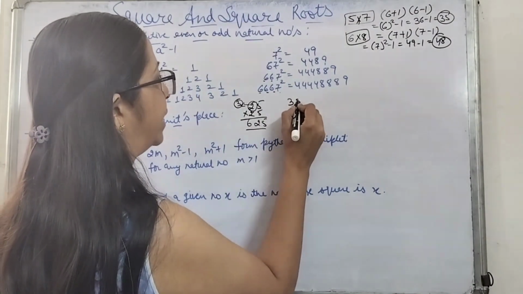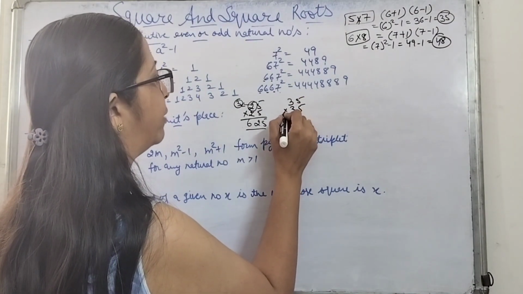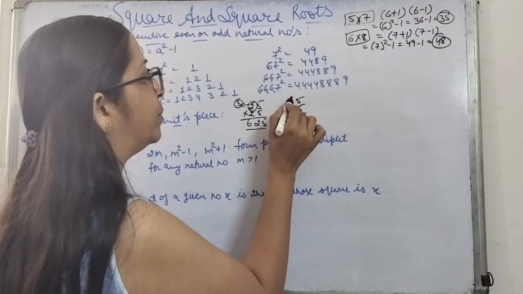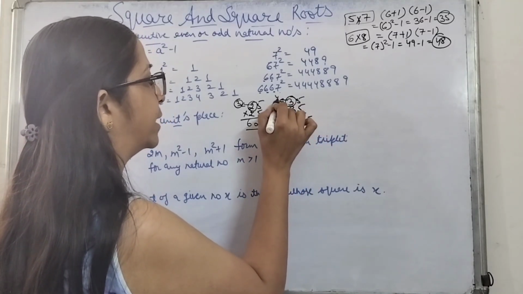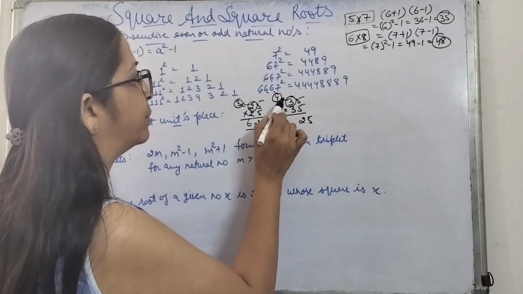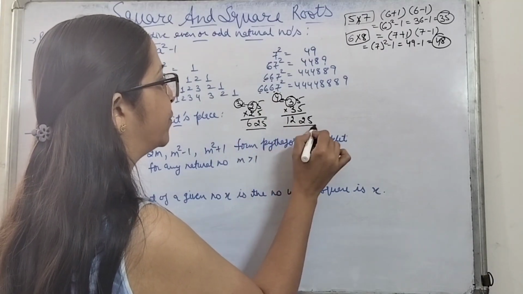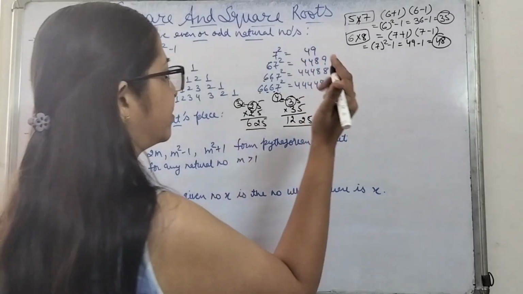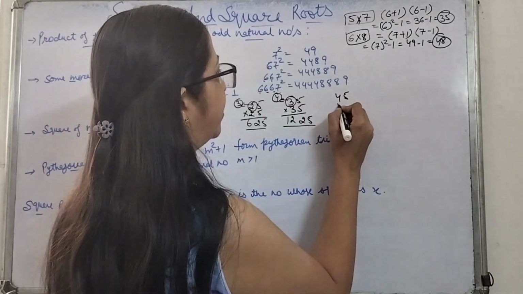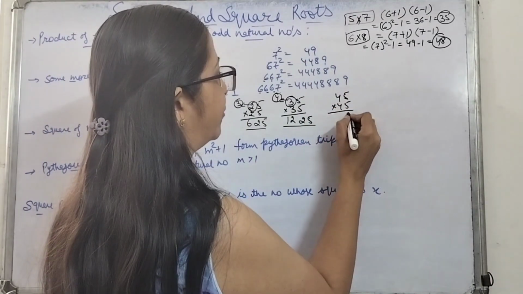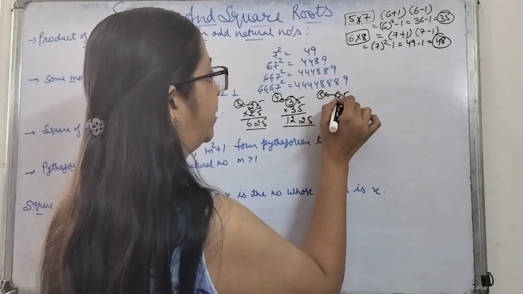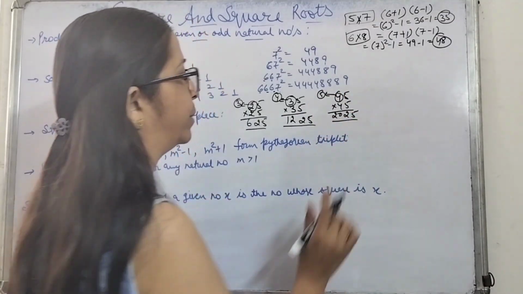If we have to multiply 35 and 35, that means find the square of 35. So 5 times 5 is 25. We multiply 3 by the next consecutive number, that is 4. So 3 multiplied by 4 is 12. So 1225 will be the answer. Similarly, to find the square of 45, 5 times 5 is 25. We multiply 4 by the next number, that is 5. 4 times 5 is 20. So 2025 will be the answer.